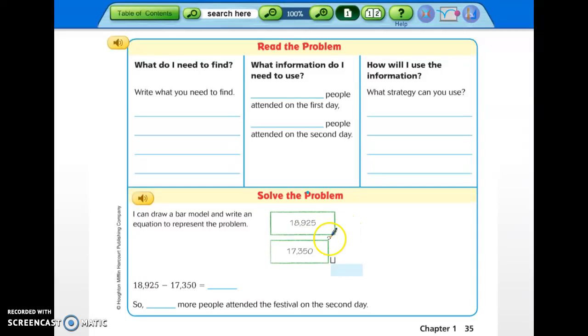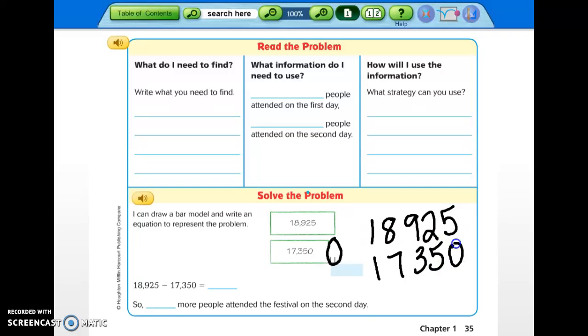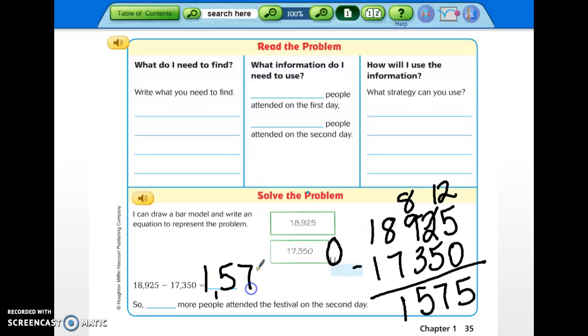Making sure that we line up our numbers properly by place value. We're going to subtract, borrowing when needed. 5 minus 0 is 5. Can't do it, so we've got to borrow. 12 minus 5 is 7. 8 minus 3 is 5. 8 minus 7 is 1. 1 minus 1 is 0. So we got 1,575. So 1,575 more people attended the festival on the second day.